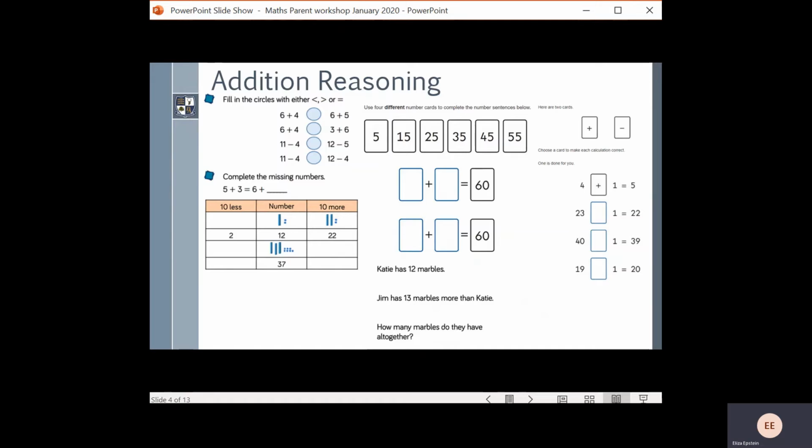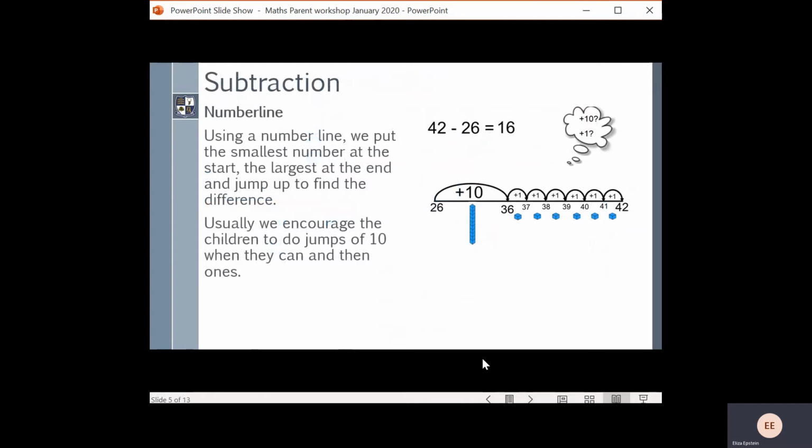A lot of the time we find that with word problems, the children just add all the numbers. So actually it's really important that they're able to pull out those keywords that tell them altogether, for example, is addition. But if it says what is the difference, then they need to subtract. So it's about getting them to understand what actually the question's asking through practice.